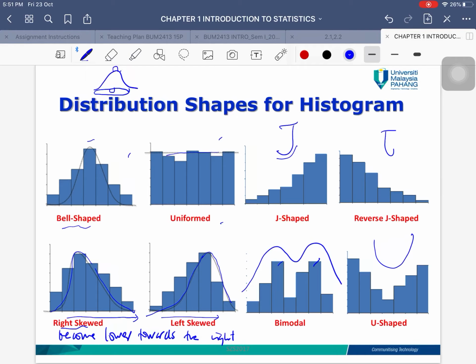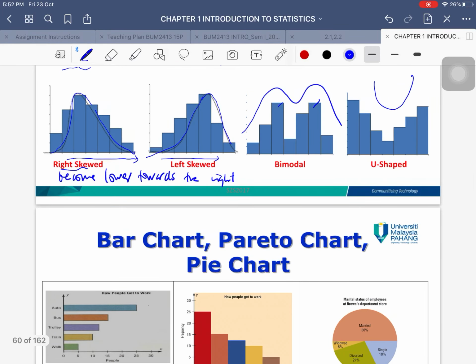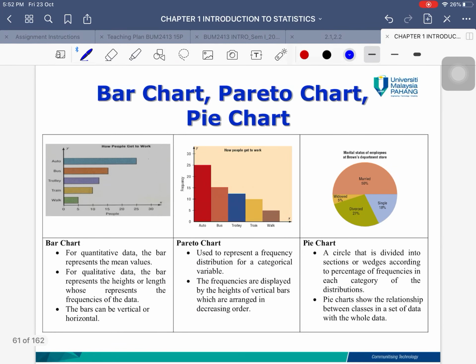Okay, so it is a very common question for us to ask you, what are the distribution shapes for the histogram. So you have to know these 8 most basic ones. Okay, and if you have quantitative data, you can also use a bar chart. You can also use a Pareto chart if you have a frequency distribution, and you can also use a pie chart. Out of these 3, I think I use the bar chart the most.